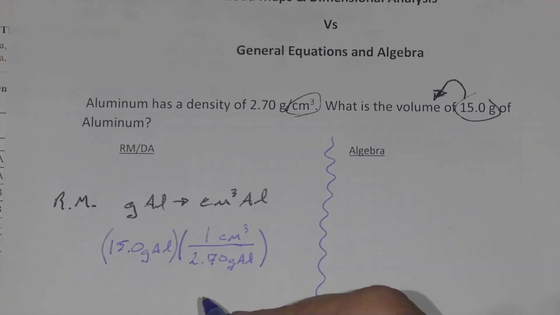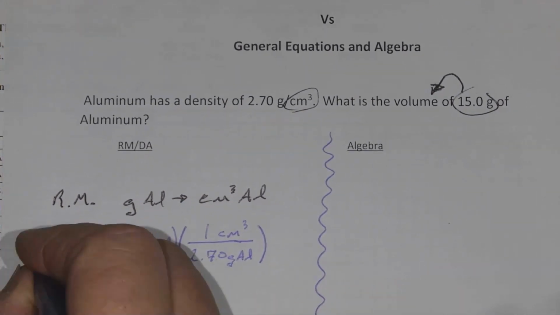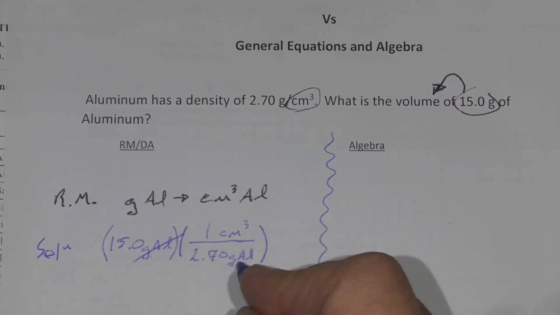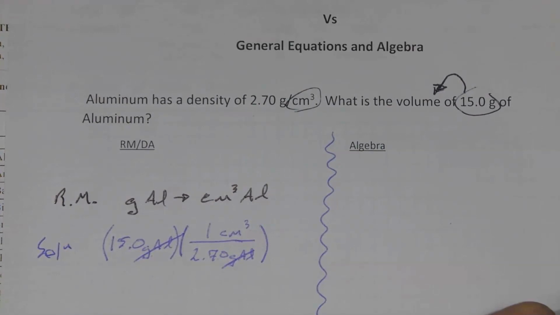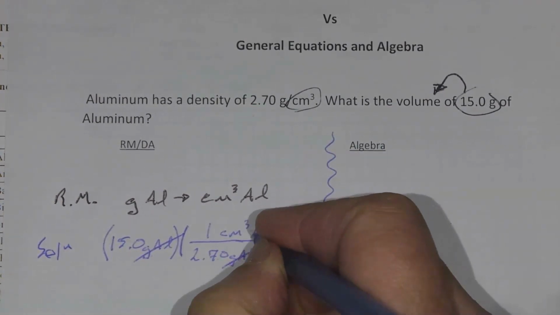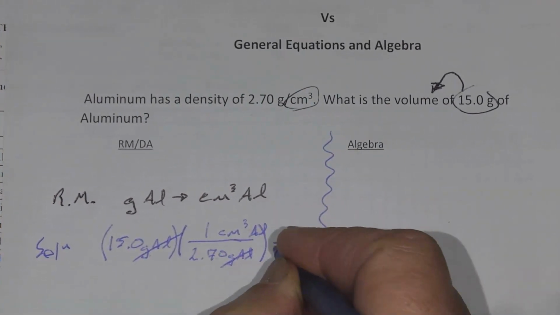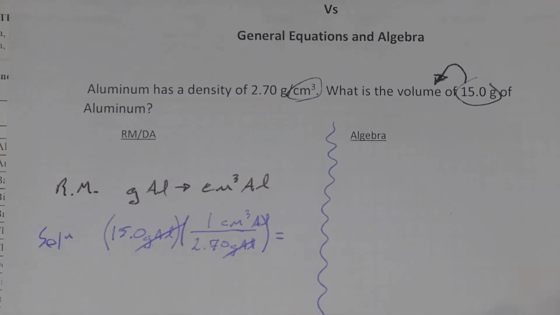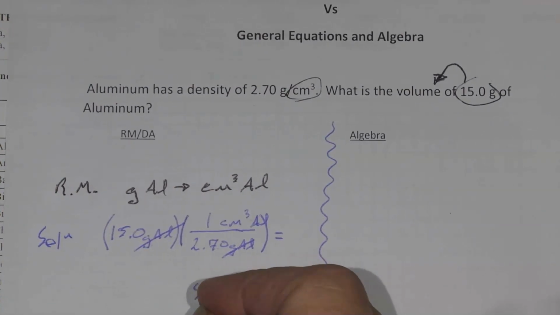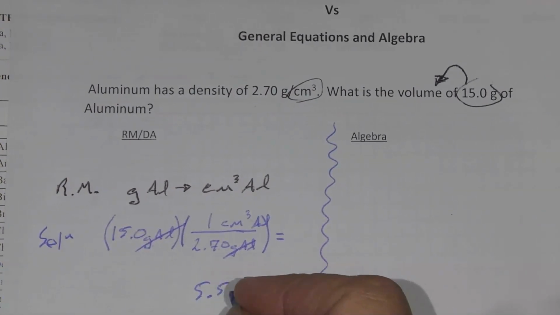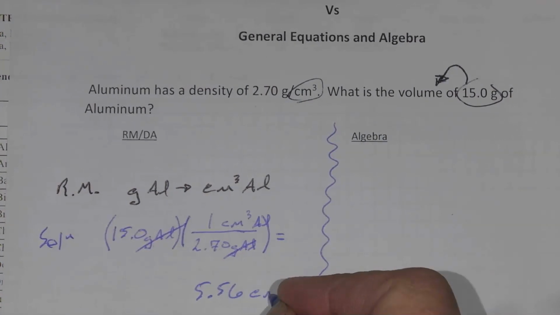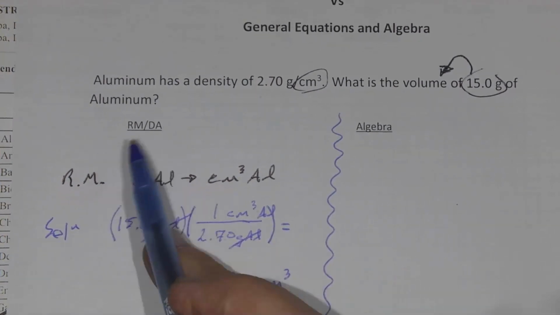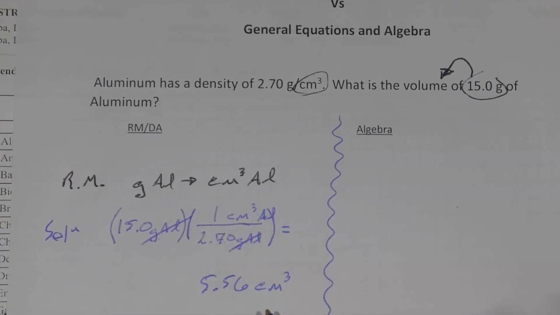And so when I do this, my unit conversion here, I have converted grams of aluminum to cubic centimeters of aluminum. So we could throw that back in there too. And so the only thing left is cubic centimeters. I pull out the calculator. 15 divided by 2.7 gives me 5.56 centimeters cubed.